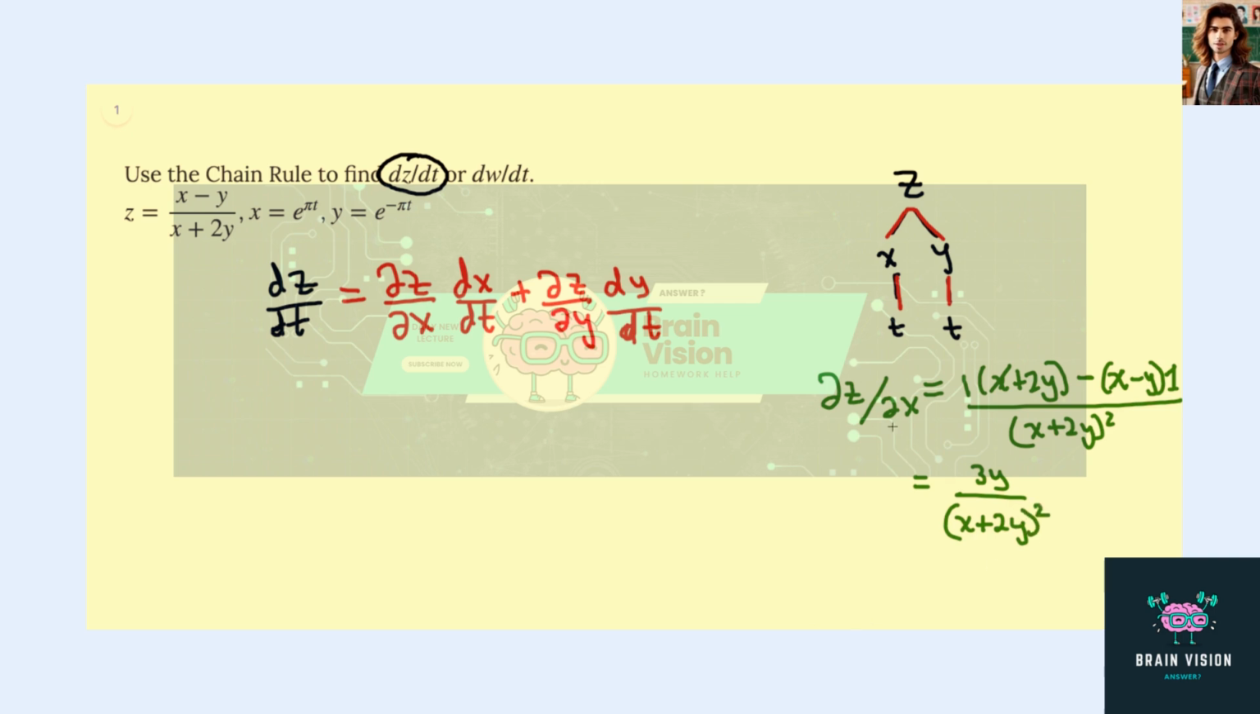We'll have to do another quotient rule, so let's just go to the side and do that one as well. That'll be dz over dy. So this time y is the variable. You take the derivative of the numerator, that's minus 1, times the denominator as it is, minus the original numerator, times the derivative of the denominator with respect to y, which is just 2, all over denominator squared.